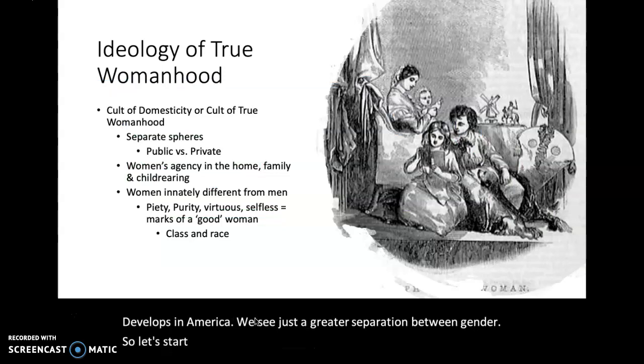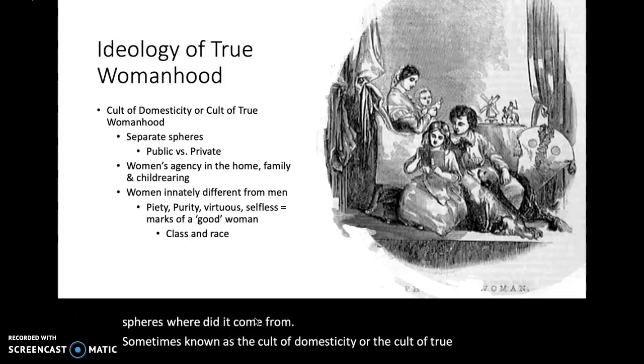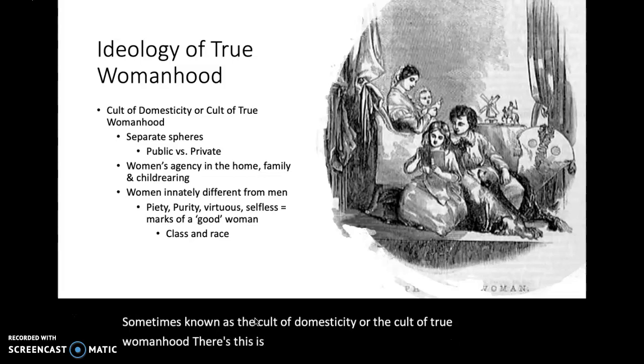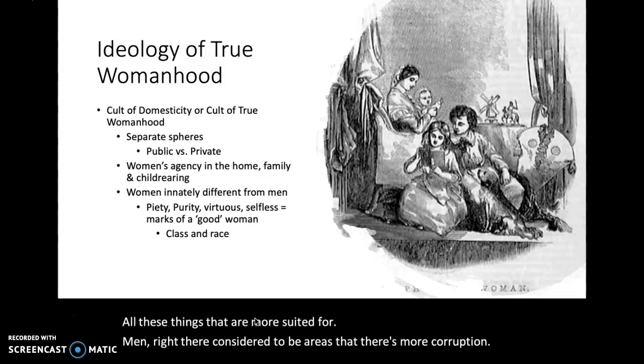So let's start with the ideology of true womanhood, this idea of the separate spheres. Where did it come from? It's sometimes known as the cult of domesticity or the cult of true womanhood. This is really the ideology of the separate spheres, that there is a public sphere and a private sphere in society, and the public is for the masculine. It is one of business, politics, economic matters, governing matters, all these things that are more suited for men, right? They're considered to be areas where there's more corruption, and therefore it's not fit for women.